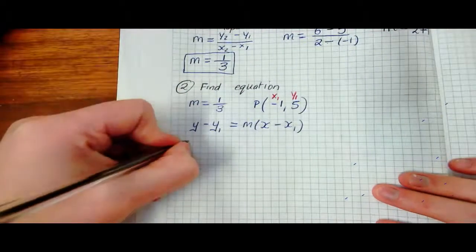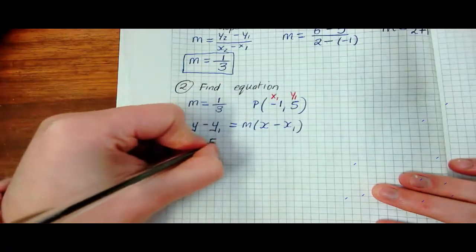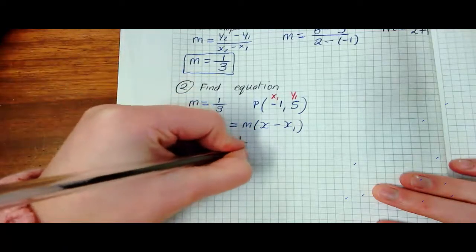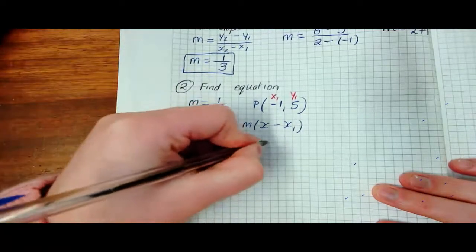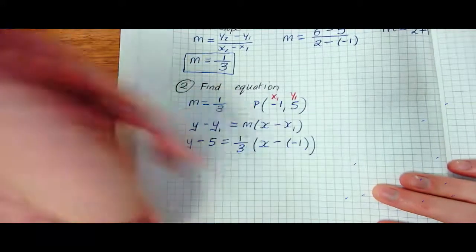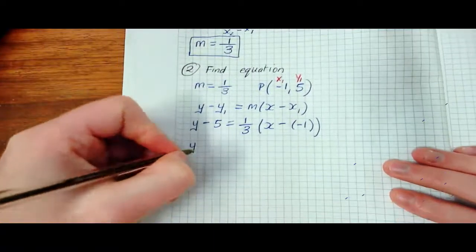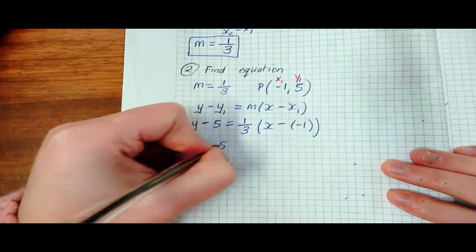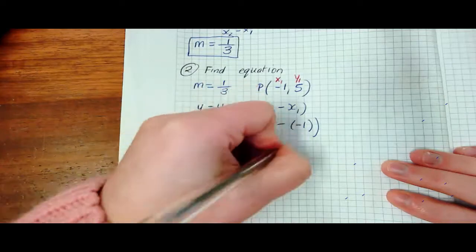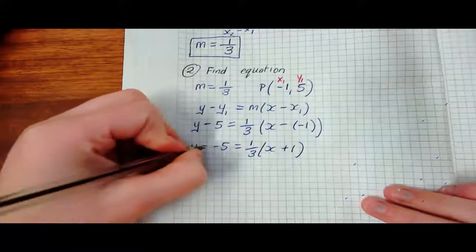My y stays as it is, minus y1. What did I label y1? It was 5, is equal to my m, what's my m? It's a third. Open up my bracket, x minus x1, what's my x1? It's minus 1. Close the bracket. I'm going to tidy this up now. So y minus 5 is equal to a third by x, minus by minus is a plus 1.